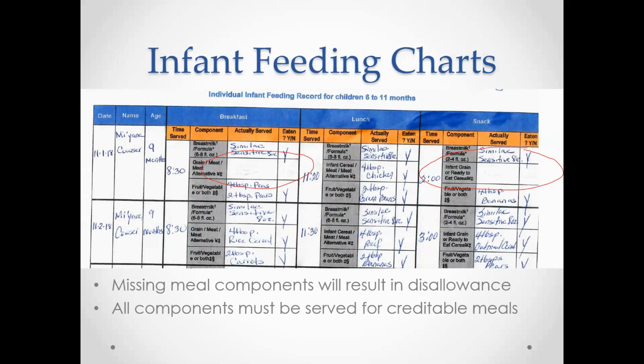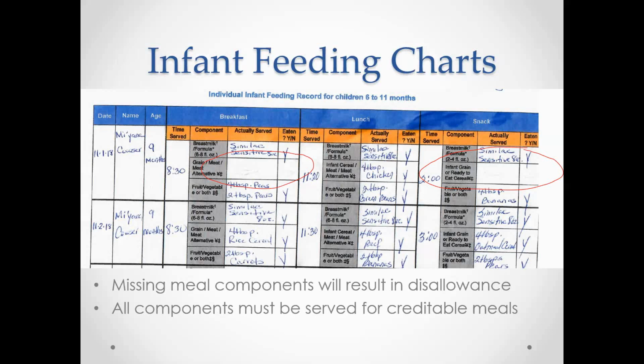So here we have an example of an infant feeding chart that was not completed correctly. You see the grain is missing there for the breakfast, and at snack as well. If OSCE looked at these charts, they would say, what happened? Was it not served? They're going to see this, and immediately we would be fined for this. This would result in a disallowance. So it's really important that everything is documented properly.